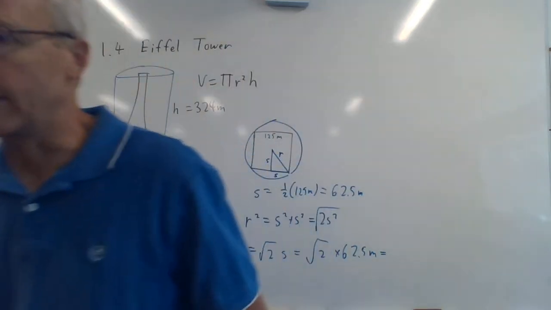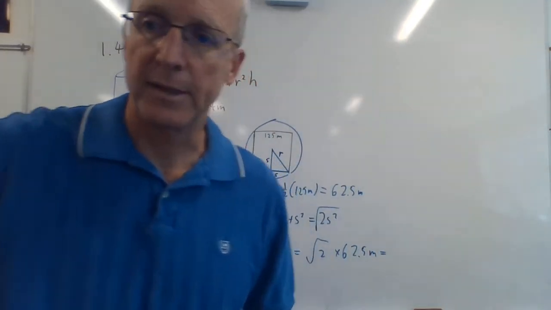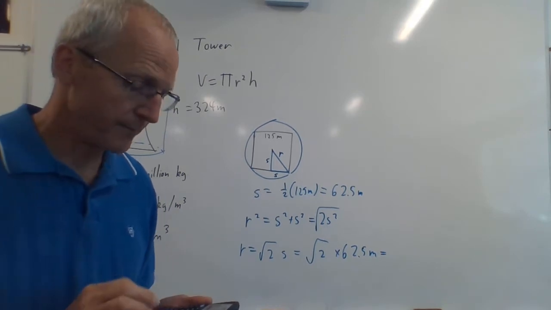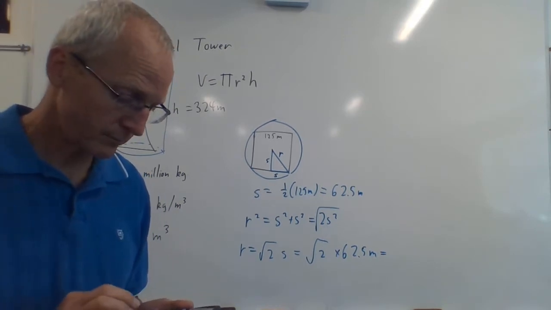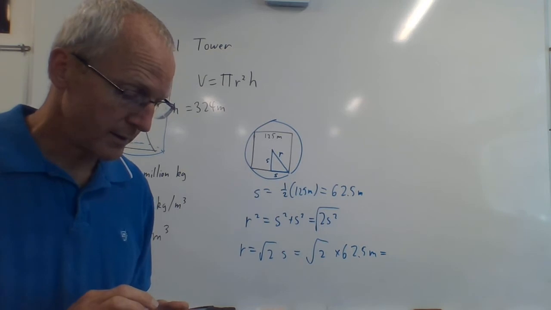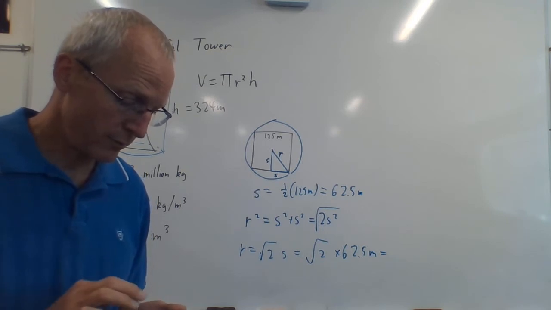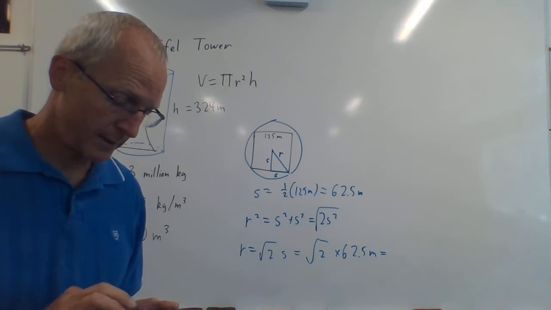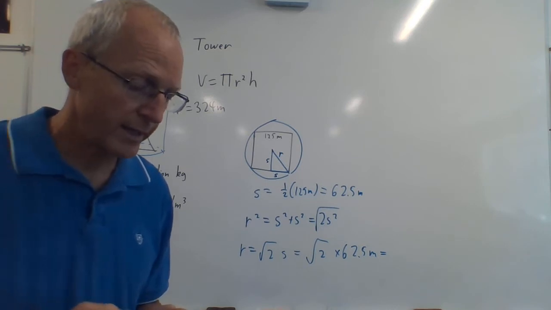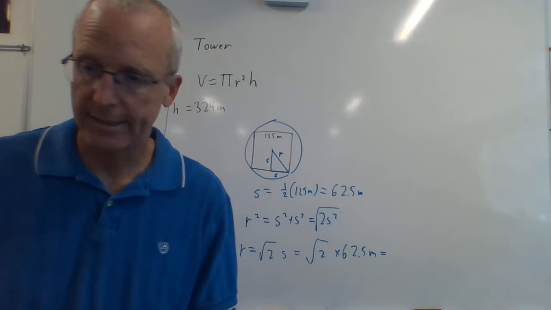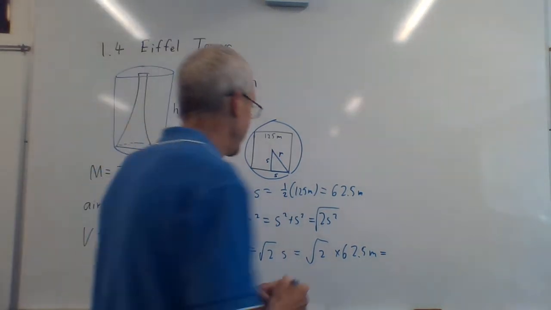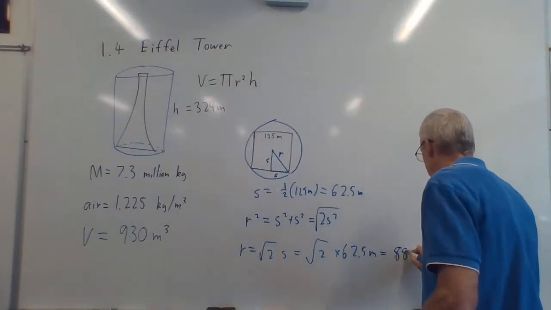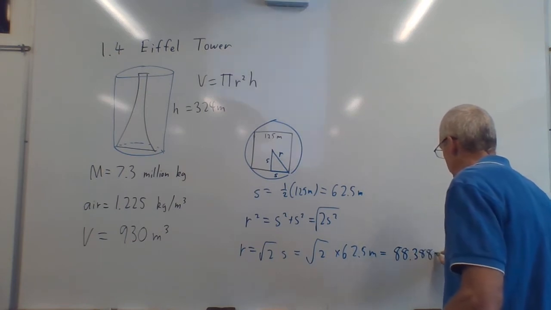Okay, now I'm going to need a calculator. Square root of 2 times 62.5 meters is, square root of 2 times 62.5, I get 88.388. I'll stop there. 88.388 meters.